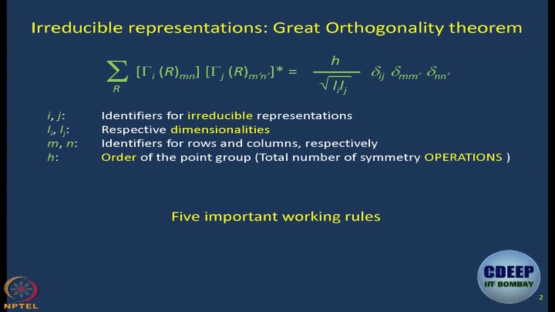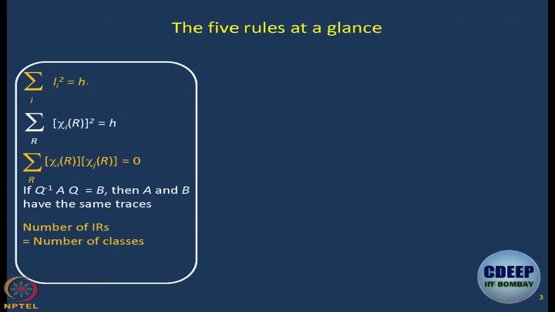What is really useful for us, and something we need to remember if we want to derive character tables, is that there are 5 important rules that come out as a result of the great orthogonality theorem. These rules answer some of the questions we have been asking. How many irreducible representations are there for a given point group? The number of irreducible representations is equal to the number of classes.